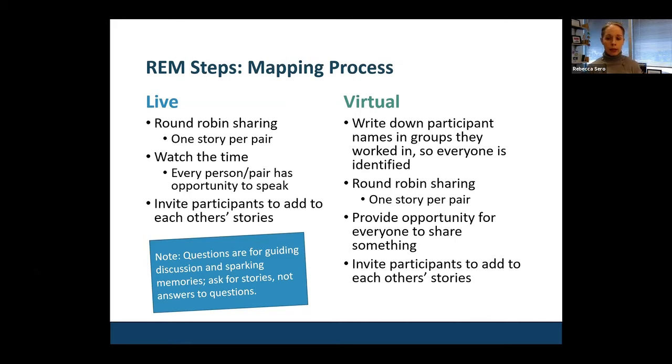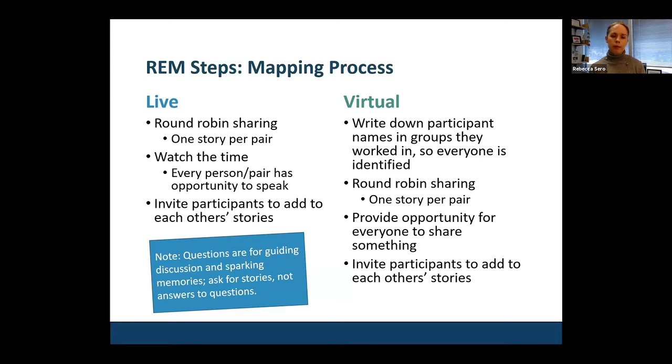In the virtual setting, as a facilitator, we make sure that we write down participants' names and where they were in the breakout rooms so that we can call on people. Keep in mind that with Zoom, when people turn their videos on and off, they will often move around the room. So you can't rely on your screen to tell you exactly where people are. Write it down, cross them off, do whatever works.